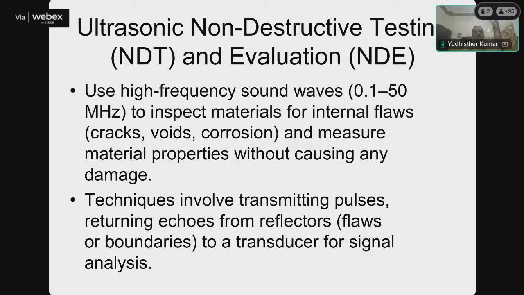Ultrasonic non-destructive testing, or NDT, or non-destructive testing and evaluation of the material, uses high-frequency sound waves from 0.1 megahertz to 50 megahertz to inspect materials for internal flaws like cracks, voids, or corrosion, and measure material properties without causing any damage. Techniques involve transmitting pulses and receiving returning echoes from reflectors, flaws, or boundaries at a transducer for signal analysis.